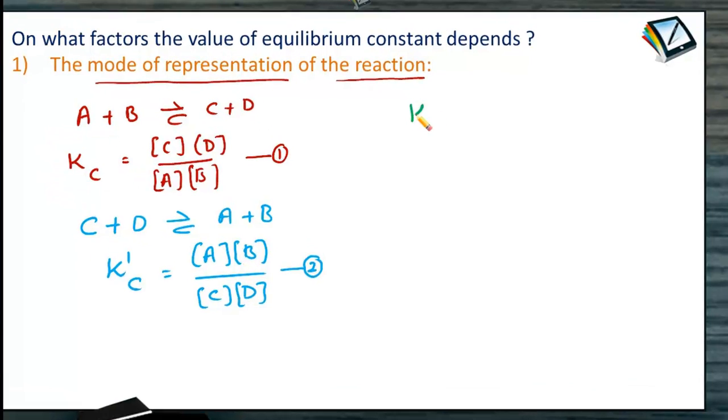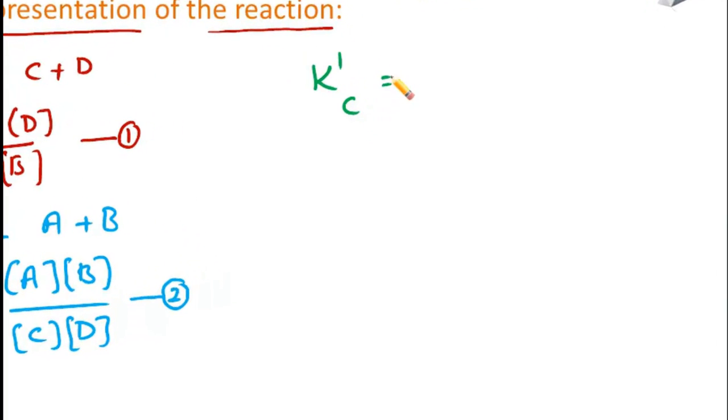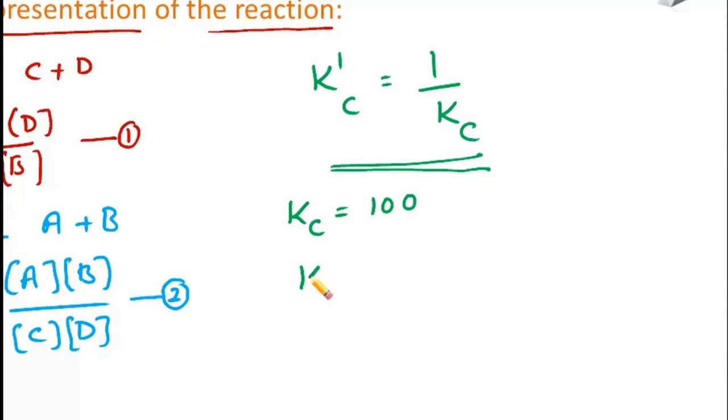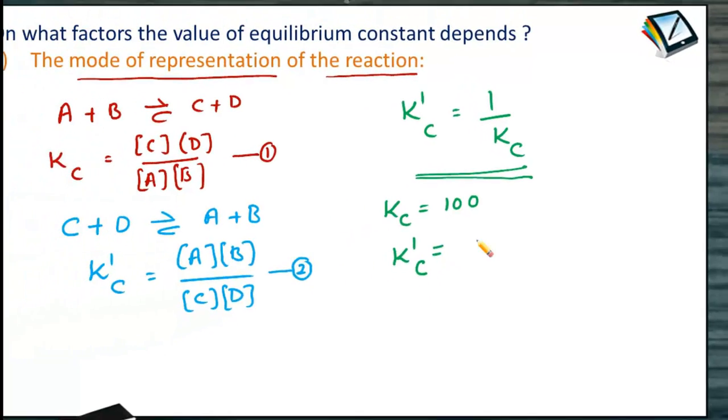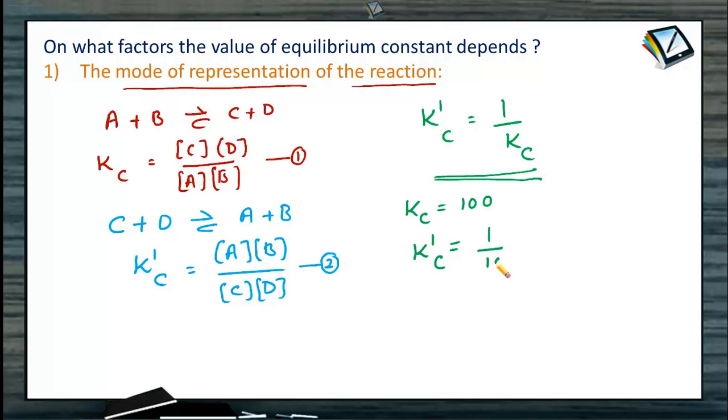We find that K'c is equal to 1 by Kc. In other words, the equilibrium constant for the reverse of the reversible system is the reciprocal of the first. Thus, if for the system A plus B giving C plus D, Kc is 100, what is K'c when the same system is allowed to proceed in the reverse direction?